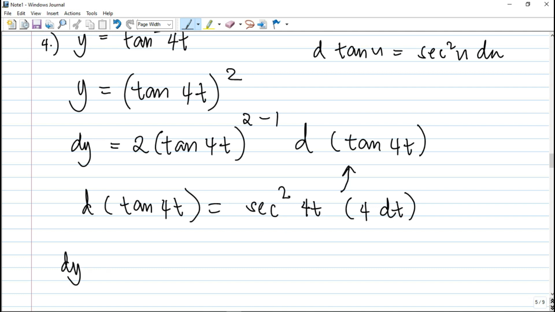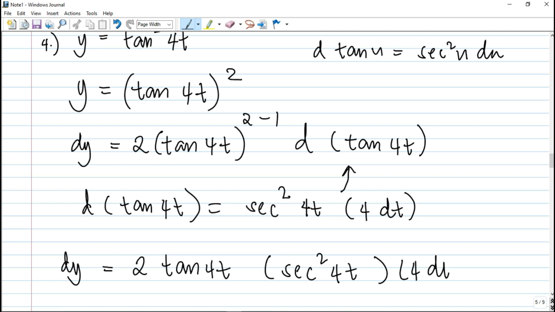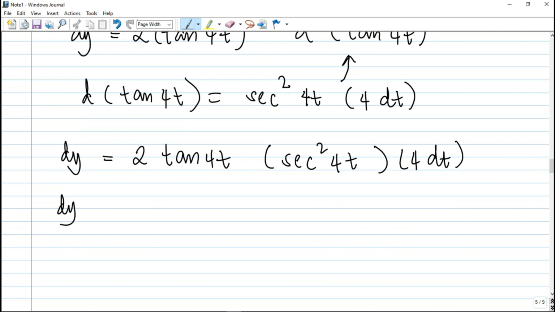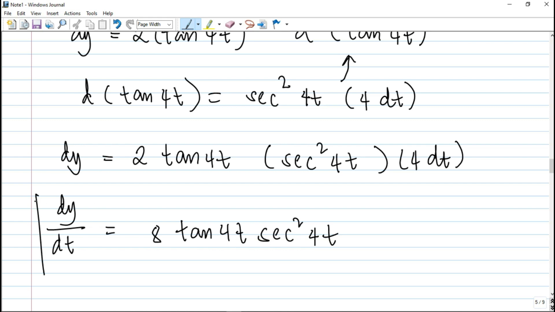So, dy equals 2 tangent 4t, so 2 minus 1, so exponent 1. So, derivative ng tangent 4t is secant squared 4t times 4 dt. Let's just simplify this. So the derivative of y with respect to t equals, 4 times 2, so we have here 8, tangent 4t secant squared 4t. So, this is the final answer for this particular problem. Ito na yung final answer niya dito.